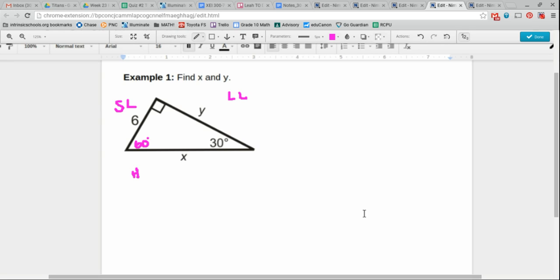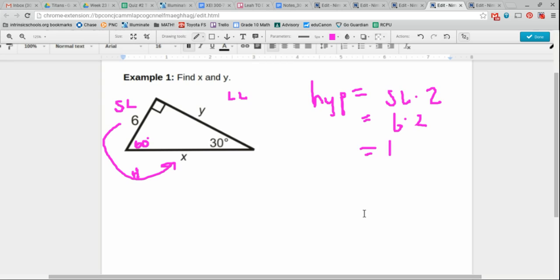Okay, so now that I know the short leg, if I want to find the hypotenuse, all I have to do is hypotenuse is equal to short leg times 2, which is equal to 6 times 2, which is 12. So X is equal to 12.